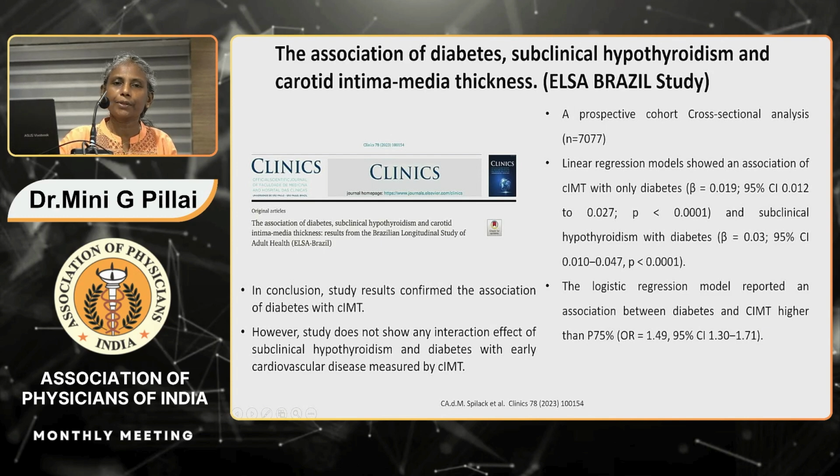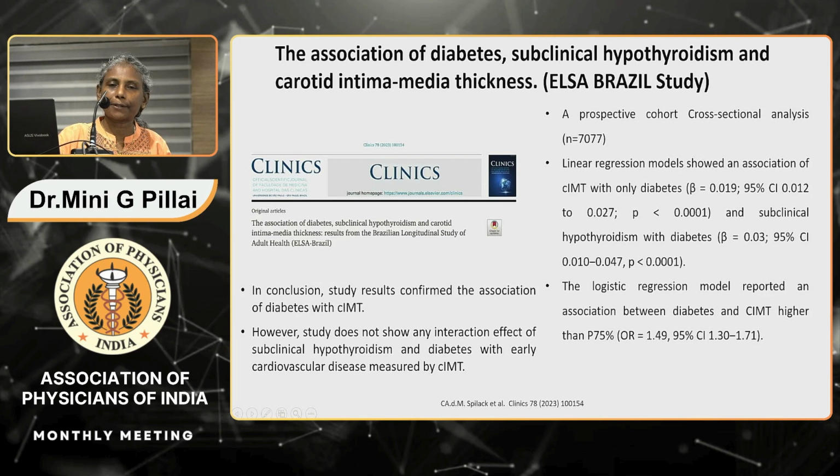This is a very large study, following up the enhanced data in the US, a study from Brazil, a large prospective cohort study. In this third follow-up of patients with subclinical hypothyroidism, they did a cross-sectional analysis of a number of factors, and they found that carotid intima media thickness was associated with diabetes and also with subclinical hypothyroidism with diabetes.